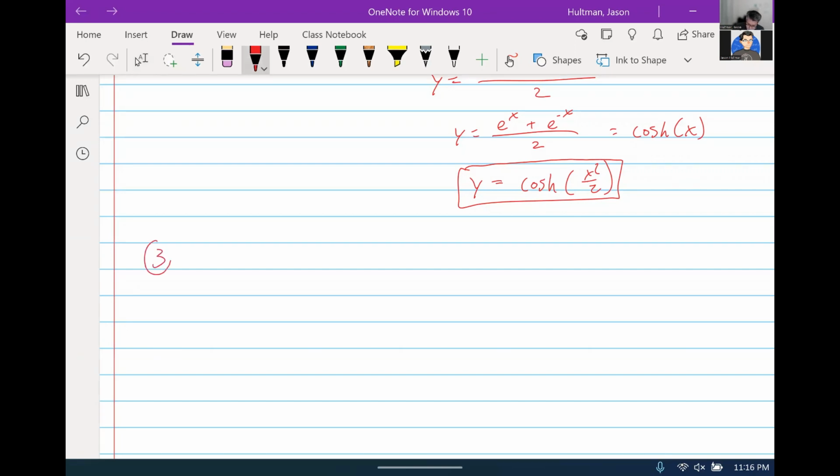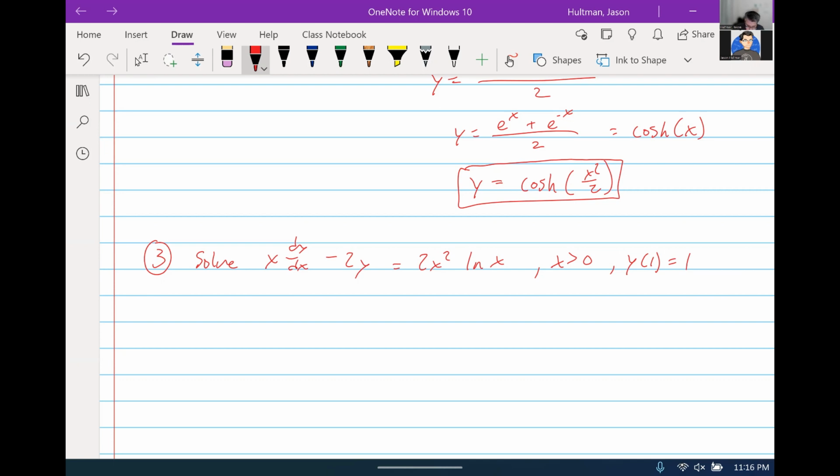Okay, example number 3. It says that we want to solve x dy dx minus 2y equals 2x squared ln x. And this is for when x is greater than 0, otherwise we have messy natural logs, and we have initial condition y of 1 is equal to 1. So we'll get a general solution and a particular solution for this one as well.